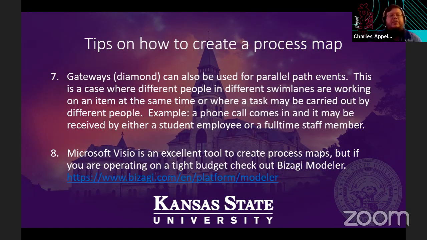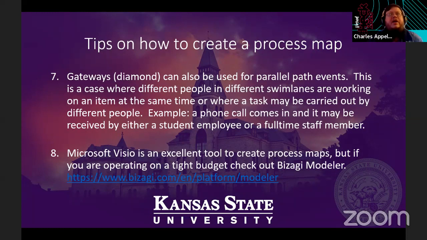So I have another tip related to the gateways. So this, again, is the diamond. There is another thing they can be used for. This is something that we didn't use a lot when we were doing our mapping, but we want to draw attention to it because we found that as we were getting more experience with process mapping, that we had actually violated best practice, and this would have been the way to accommodate it. So gateways, in addition to being used for decision points, can also be used to designate parallel path events.